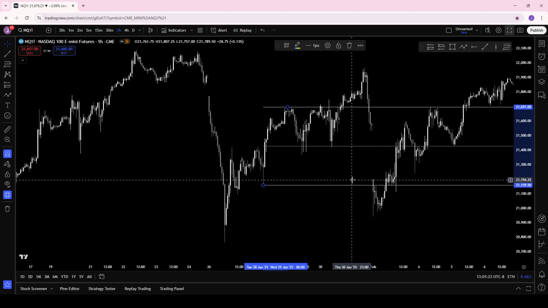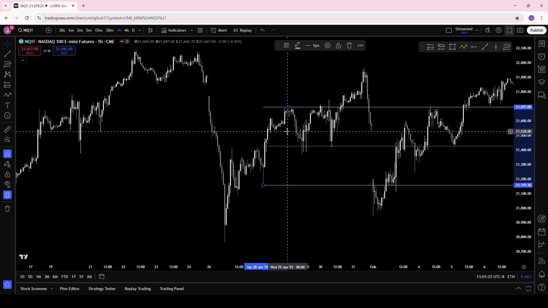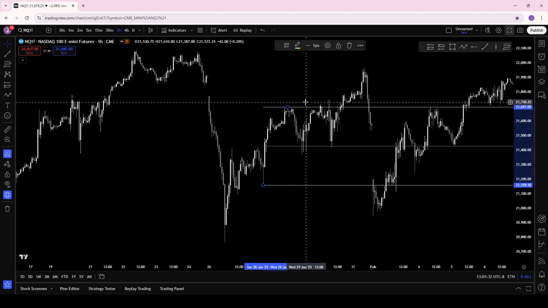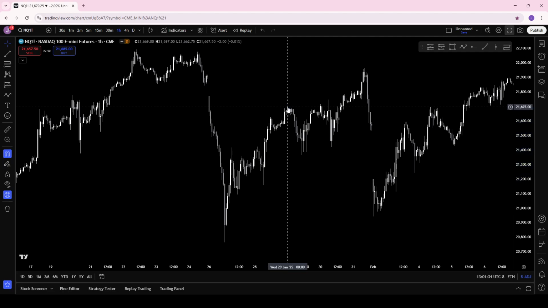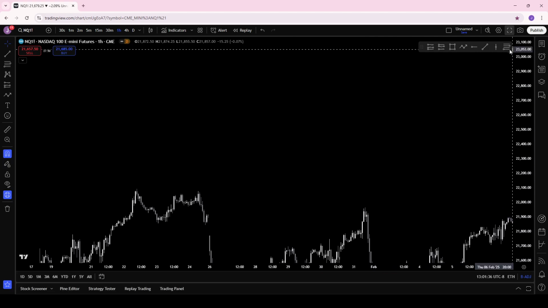Think of it as an arrow, right? So if you're going from down to up, it's an arrow upwards, so you're looking for a move up, right? And essentially, what it is, is a premium and discount zone, right? And what do I mean by this? Okay, just think of it like this.